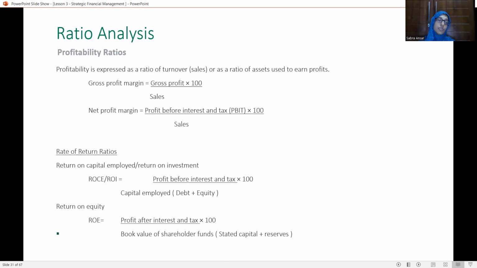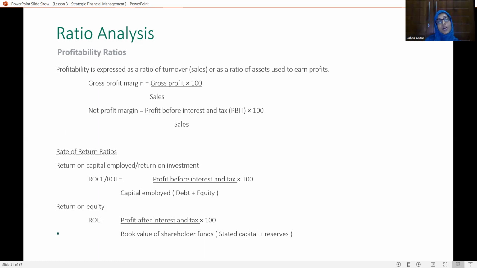And then another way of calculating profitability would be the rate of return ratio, where the return on capital employed or the return on investment will be used. This is also called ROCE or ROI, where the profit before interest and tax will be divided by the capital employed.